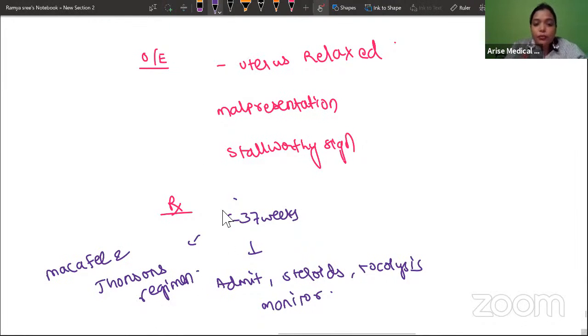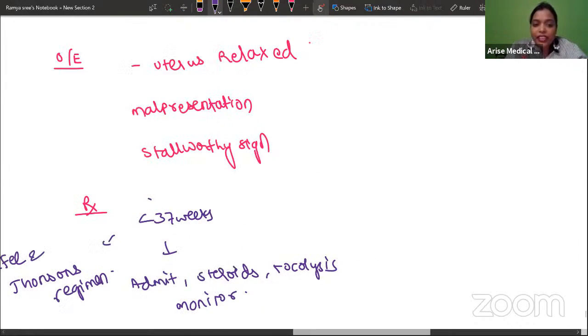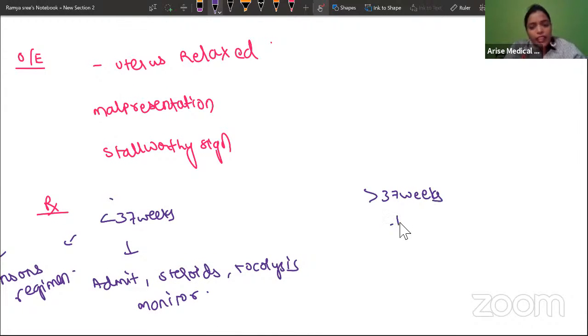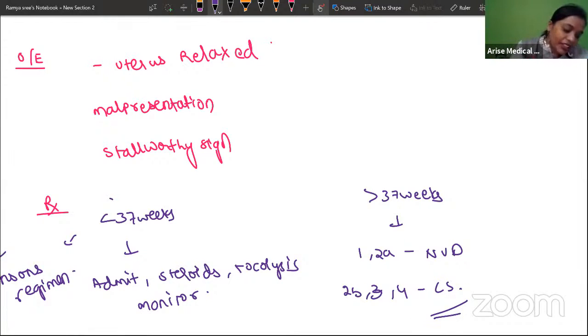If she's more than 37 weeks, then deliver her. Type 1 or type 2A, normal vaginal delivery you can try. Type 2B, type 3 and type 4, cesarean section. If they don't mention anything, directly go for cesarean section. Okay. So I didn't give complete detail about this, but the important pearl-like points to differentiate between both of them, I tried to put forward.